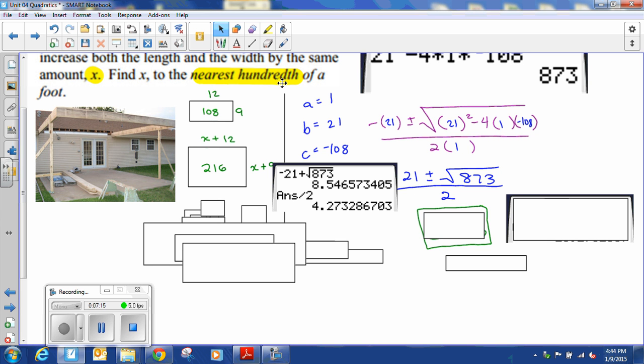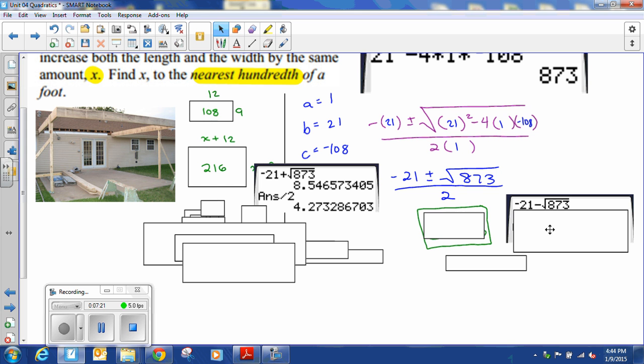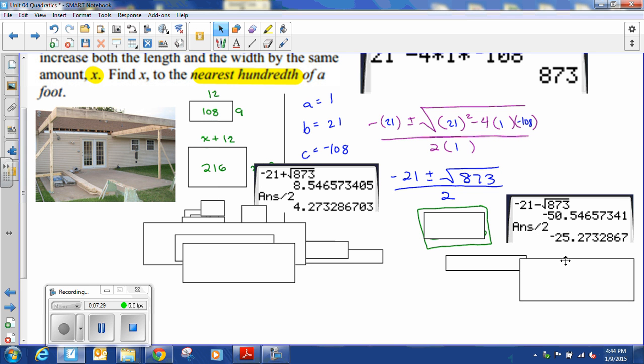4.27. It wants the hundredths place. 4.27. Negative 21 minus radical 873. Press enter, divide by 2. Negative 25.27 feet. Now it doesn't make sense to go to Lowe's and say, excuse me, I need negative 25 feet of wood. We have to reject this. 4.27 is the only answer that makes sense, and that is our solution.